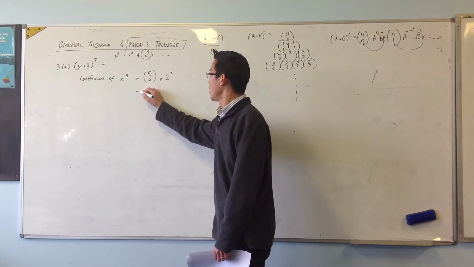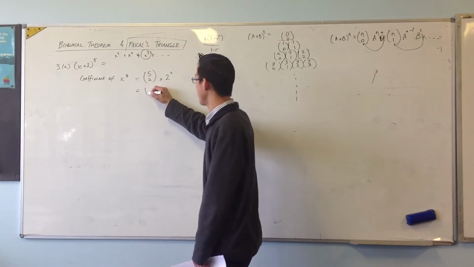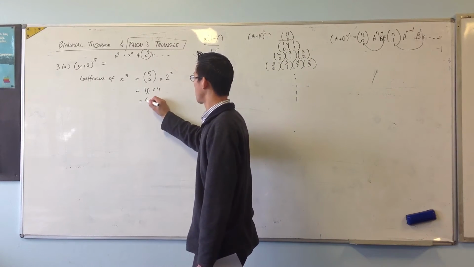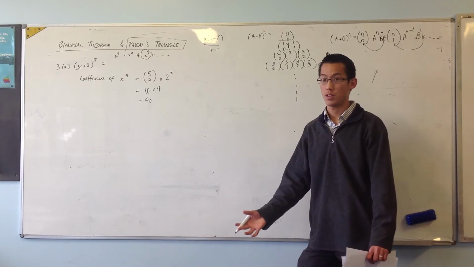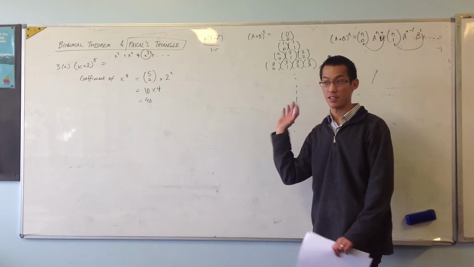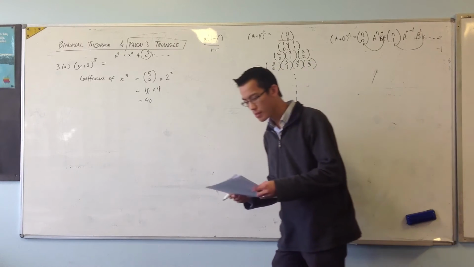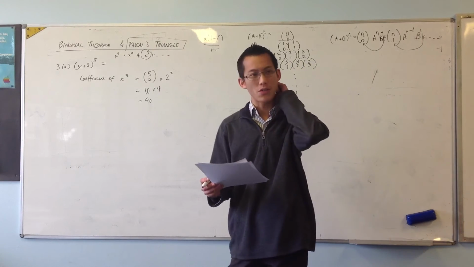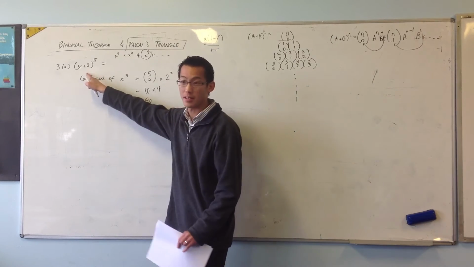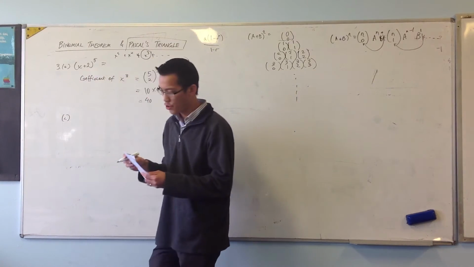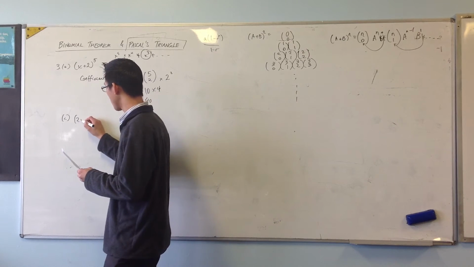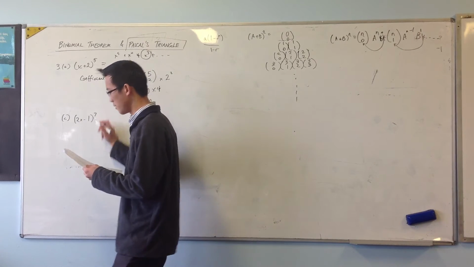I think from memory, 5 choose 2 is 10, and that's 4. So the coefficient I'm after is 40. That's it. That's all there is to it. Much quicker than actually writing out every single term. But it starts to get a little trickier when you've got more complicated binomials than this. So flick your eyes over to part C. The binomial they give us is 2x minus 1 to the power of 7.